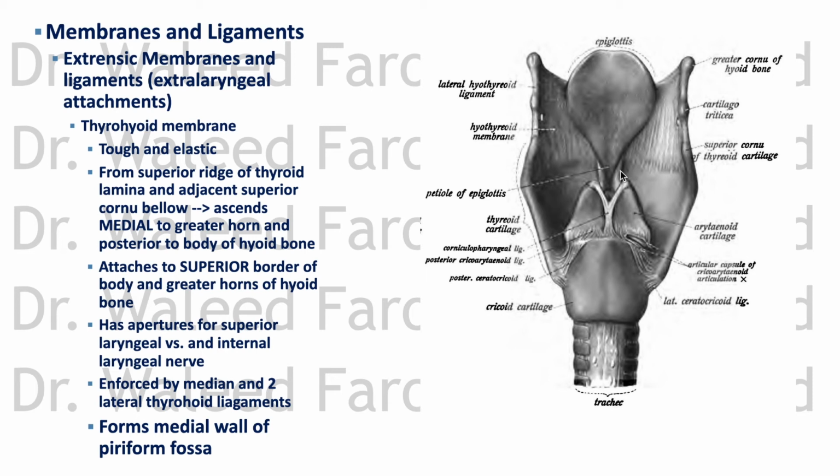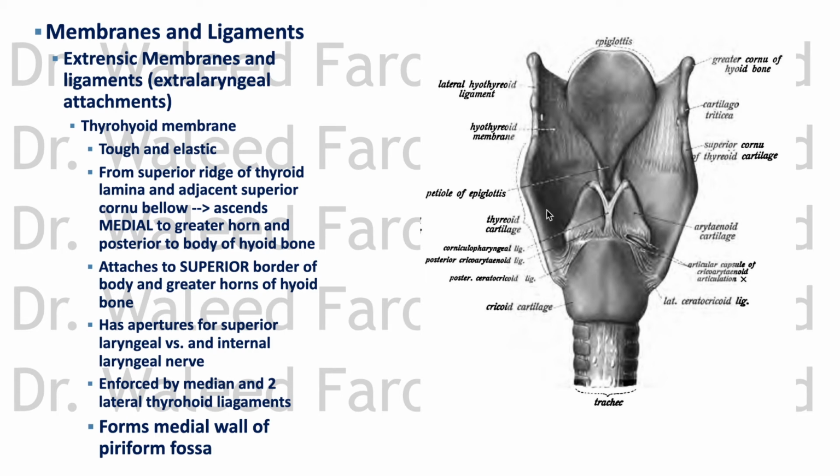What else did we say about the thyrohyoid membrane? Yes, it's fenestrated. It has openings for the superior laryngeal vessels and the internal laryngeal nerve. Don't forget that the thyrohyoid membrane is pierced by the superior laryngeal vessels and the internal laryngeal nerve that go inside and supply the mucosa of the pyriform recess. This is actually part of the nerve and blood supply of the larynx.